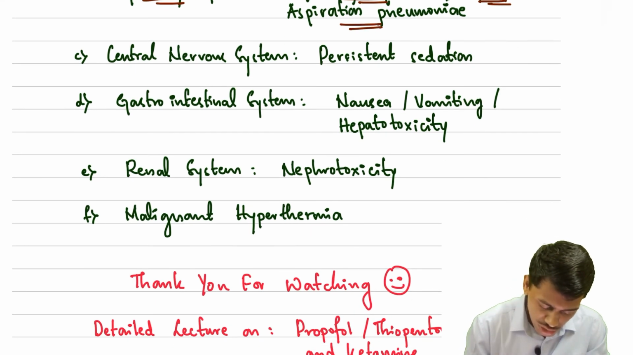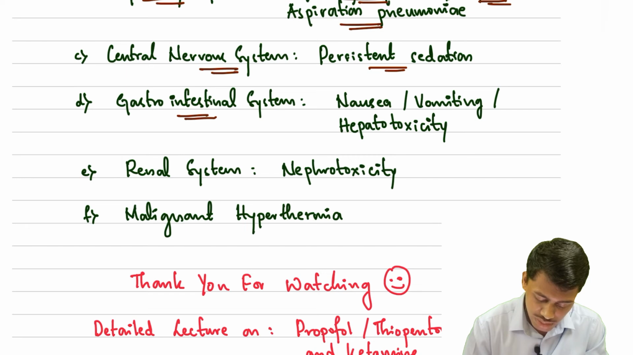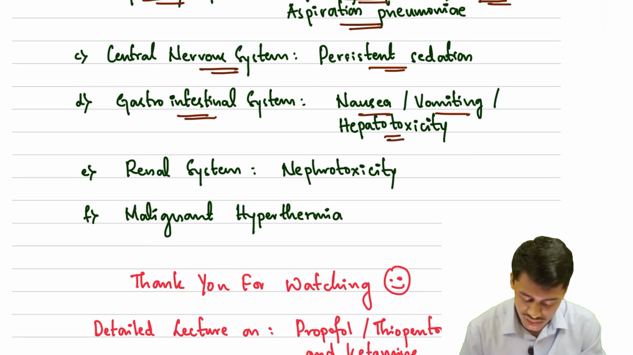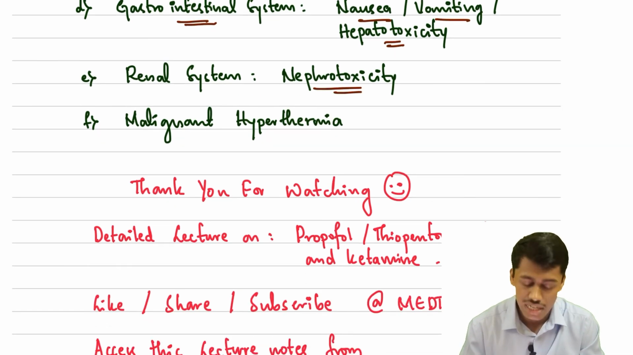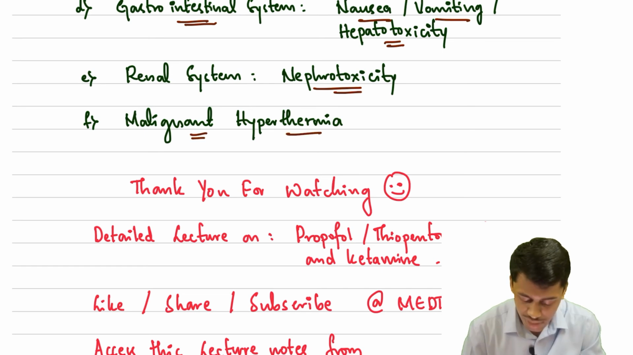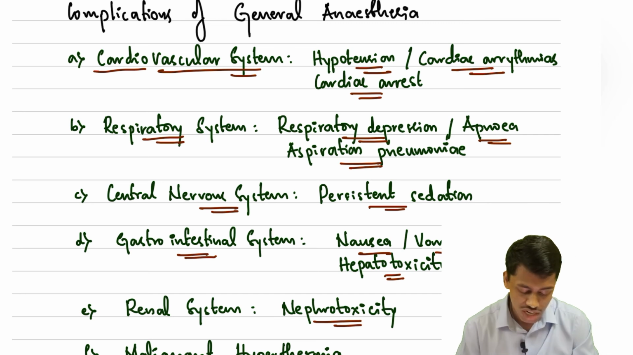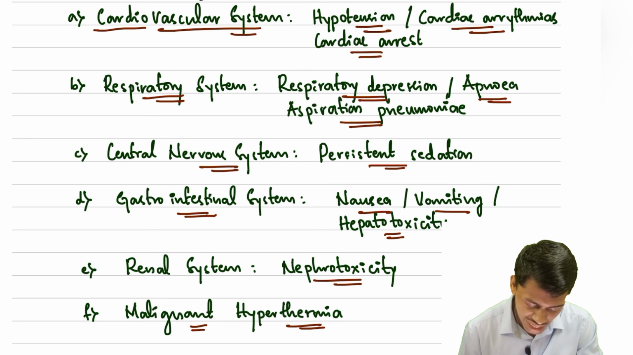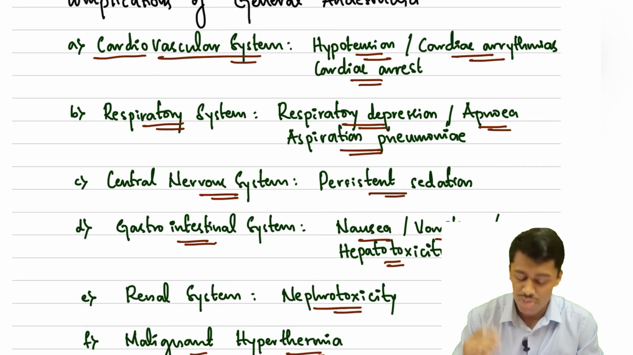Now let's look at the central nervous system, CNS. There may be persistent sedation. Moving on to the gastrointestinal system, the patient may feel nausea, vomiting, and there is also hepatotoxicity. Moving on to the renal system, there is nephrotoxicity, and finally the patient may develop malignant hyperthermia. So these are all the complications of general anesthesia. They are very important for the UG examinations as well.